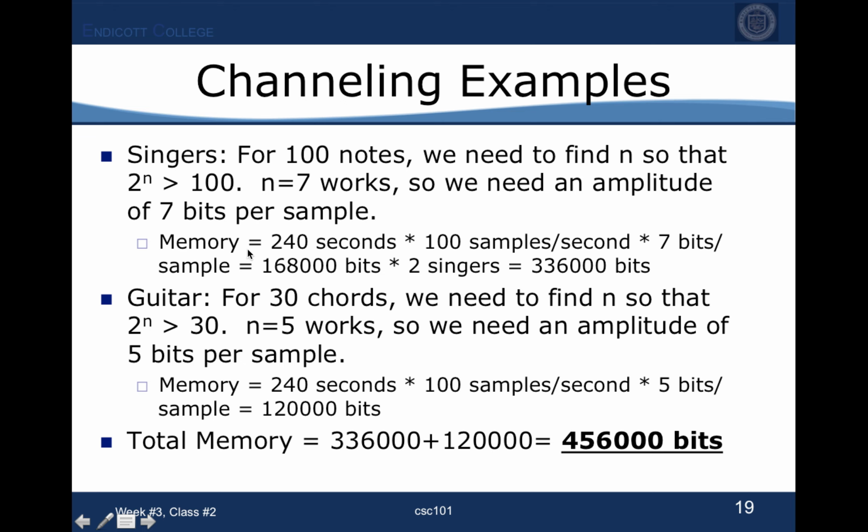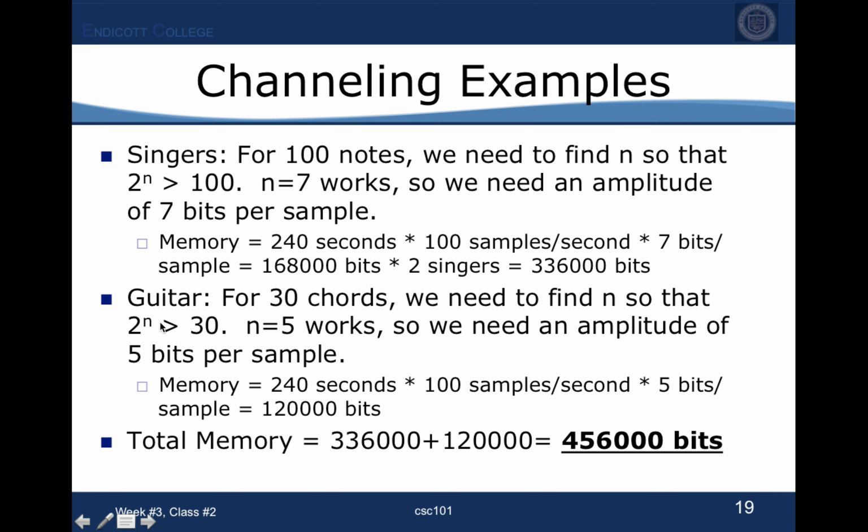Okay? So the song is 240 seconds long. It's 4 minutes, so it's 240 seconds. We're going to use a frequency of 100 samples per second. And we just said I need 7 bits per sample. That means that for a singer, they're going to record 168,000 bits. And since there are 2 singers, I have to double it. So I have 336,000 bits for just the vocals.